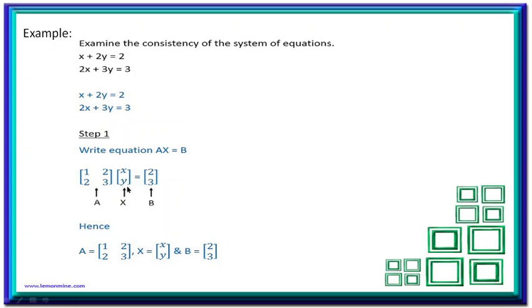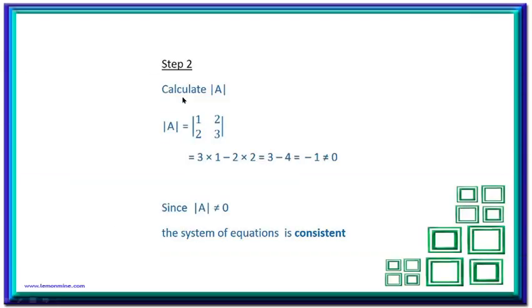Now this is matrix A, this is X and this is B. If you multiply A and X, you are going to get the left hand side of these two equations in return. So we can very well write this in the matrix format in this way. Hence matrix A is this, X is this and B is this. Now what is the second step? We have to calculate determinant A. This is -1, which is not equal to 0. So if the determinant is not equal to 0, we will definitely have a unique solution and we can say that the system of equations is consistent.